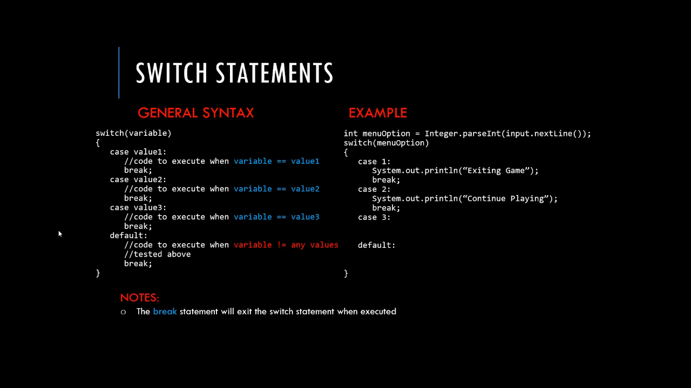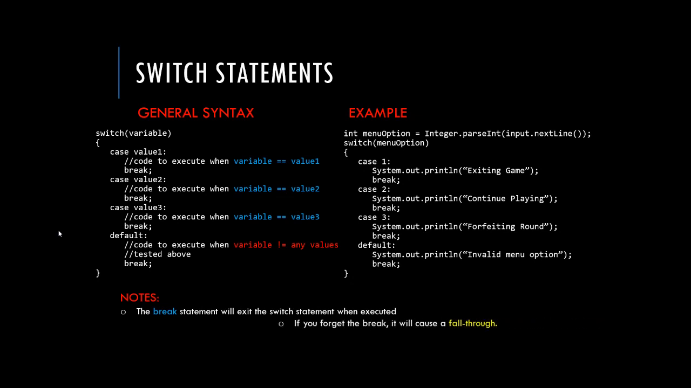Same thing with case number two. They will continue playing, but then we want it to break out of our switch statement. And case number three, we'll say is forfeiting the round, but then again, we want it to break out of there. If they pick something that is not one, two, or three, then the switch will recognize that, go to the default, execute the code that follows the default, and we have an invalid menu option being displayed. And again, we have our break.